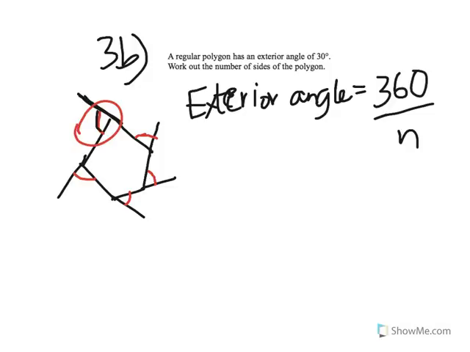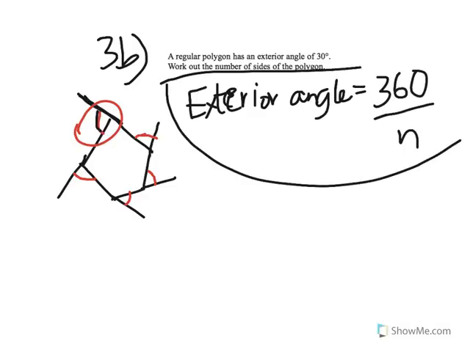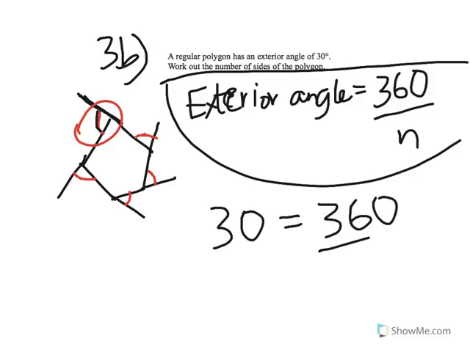So all of these red things are exterior angles. Now the formula for exterior angle is 360 divided by n, n being the number of sides, and this is for all regular polygons. So in this case, your exterior angle is 30, so 30 is equal to 360 divided by n. Now all we've got to do is solve for n to find the number of sides.